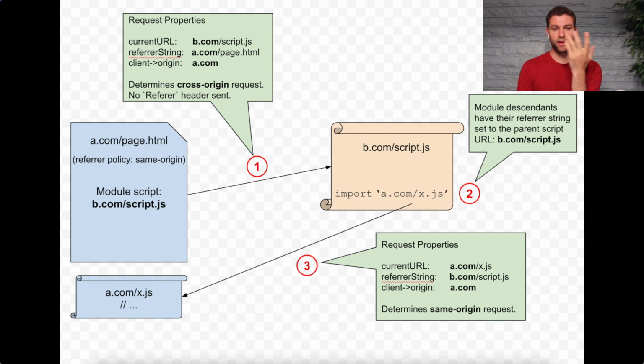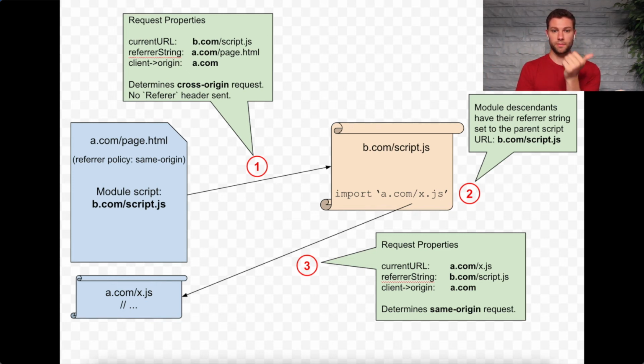So let's say we've got this top level page, a.com page HTML. It has a refer policy on it set to same origin. We can say that this is set by the response header of the resource or a meta tag in the markup. This top level page creates a module script request for b.com script.js. So it goes cross origin, and we can look at the request properties here.